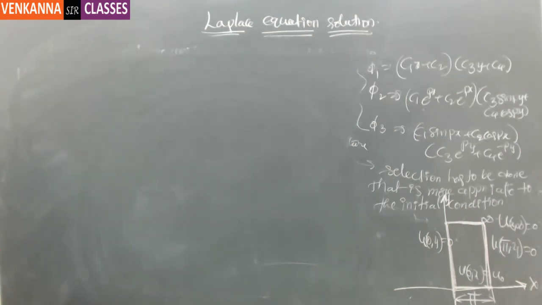Out of the three solutions, the left edge is 0 degree centigrade, the right edge is 0 degree centigrade, the bottom edge is at U0, and the topmost edge, that is at infinity, is going to be again 0 degree centigrade. For that scenario, what is the most appropriate solution that we can think of out of 5.1, 5.2, 5.3? Which is most suited for us?